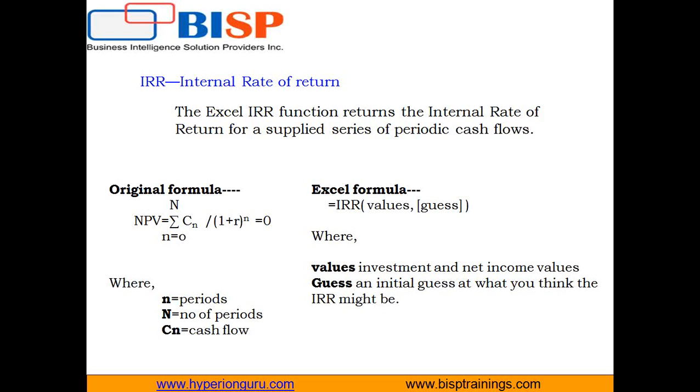The negative value is the investment done by us, because it is represented by a negative sign as it is the money which goes out from our account, and the positive value represents the money which comes into our account. Okay, the next argument is the guess value. It is an initial guess at which you think the IRR might be, and if we omit the guess value, it takes 10% as the default.